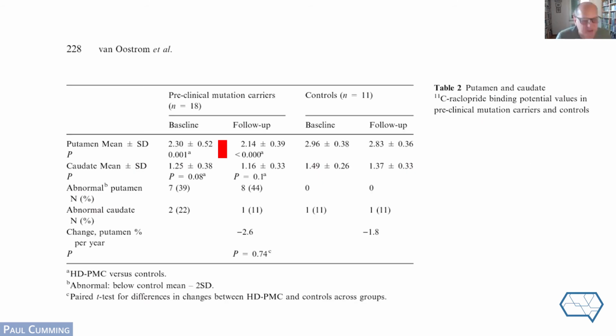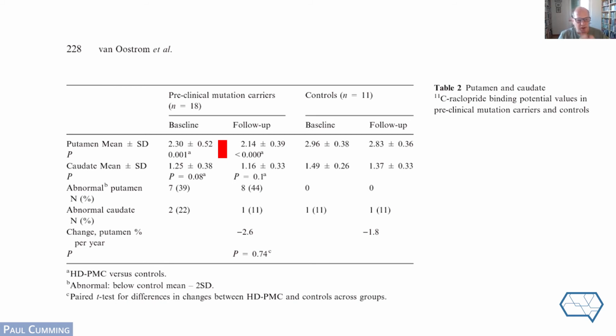It's numbers, but it shows what a fine point this is. Never mind the units, but binding potential is the standard unit for receptor binding studies by PET. We call it BP, which sounds like blood pressure, but in this context it means binding potential. If you look very carefully in the upper part of that figure, the putamen of the preclinical carriers who have not yet established manifest symptoms is 2.3 units in the carriers versus 3.0 or 2.9 units in the controls, and it's highly significant. So they don't have symptoms, but they already have a 20% reduction in dopamine receptors in the putamen.